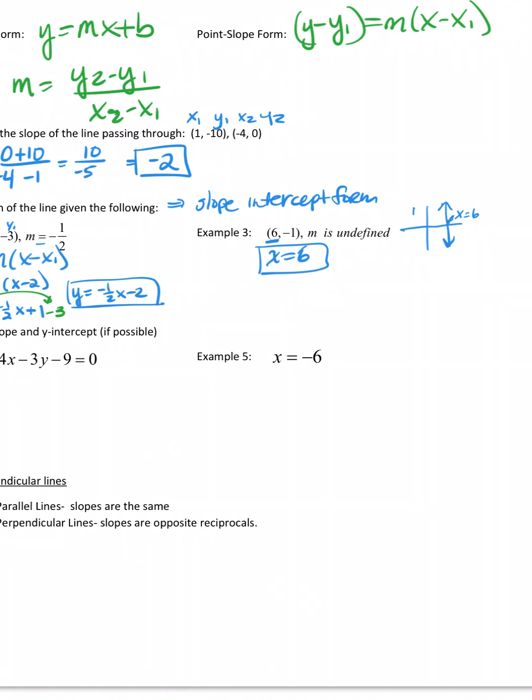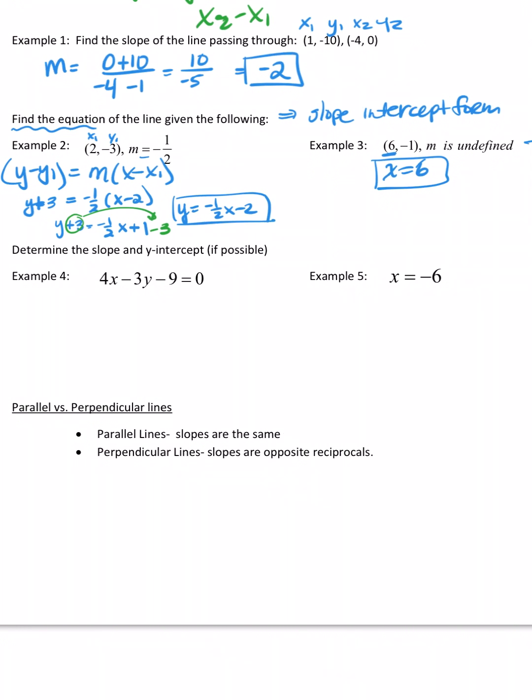Let's try the next problems here. Determine the slope and the y-intercept if possible. So slope and y-intercept are most easily seen when they are in the slope-intercept form. So that's where I'm going to start. I'm going to move it and solve for y. So 4x minus 3y equals 9. I'm going to move my 4x over. Negative 3y equals, I'm going to put the x in the front because that's just the way the equation looks, right? Then I'm going to divide through by negative 3.